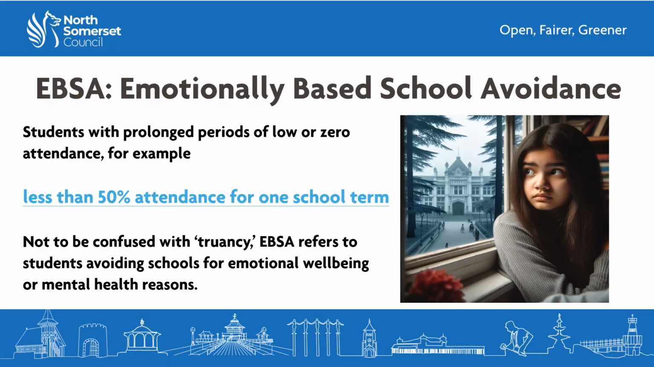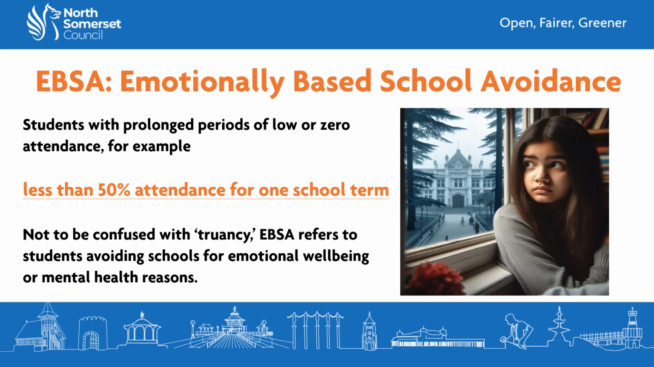Firstly, let's define what we mean by EBSA, which is when a young person is not attending school for emotional well-being or mental health reasons. We can identify and measure a case of EBSA by looking at students with an attendance rate of less than 50% for at least one term. EBSA is not truanting from maths lessons because a student has not completed their coursework. EBSA is when a well-being or mental health issue, such as anxiety, is preventing a student from attending school.